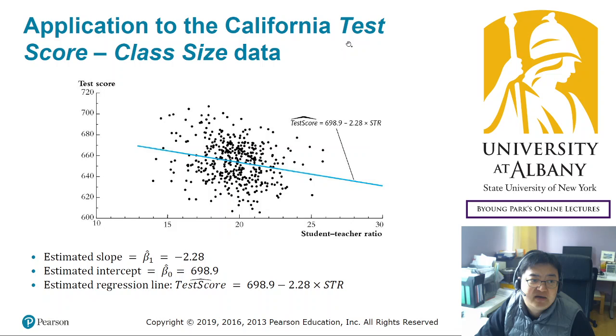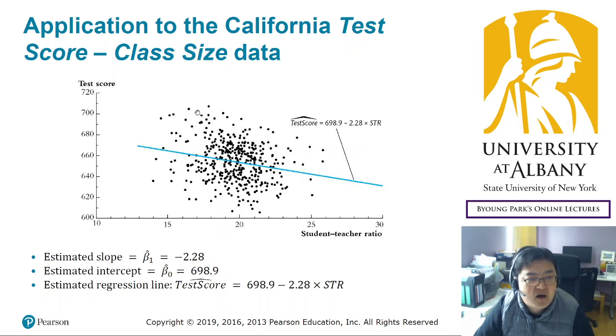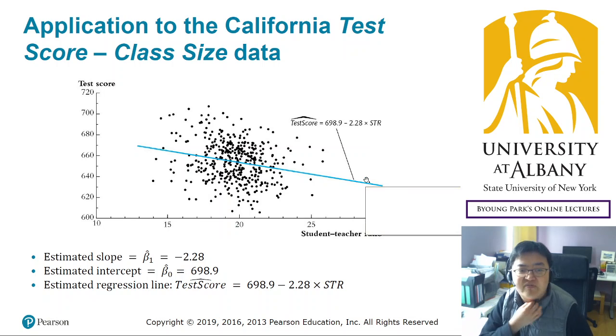So, California data about the test score and class size with 420 observations, then this is the result. Using the least squares method, the estimated line goes like this. Do you think it's doing well? I think yes. The scatter plot, the line is going through the middle of the dots and looks fine.